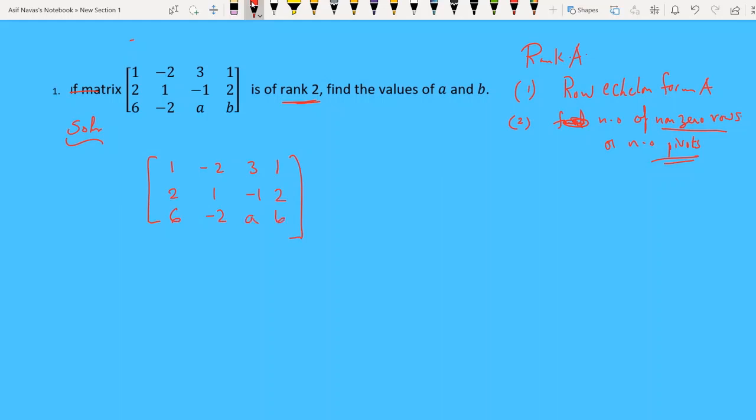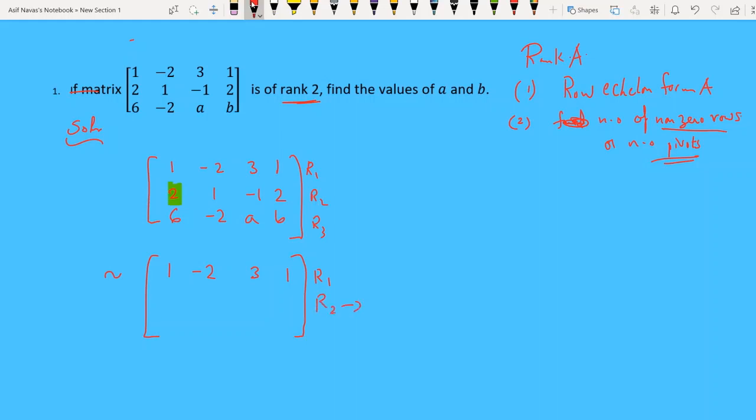Okay, so now what we have to do is find the row echelon form of this matrix. How to find the row echelon form? First, what is the procedure? You have to write the first row as itself, 1, -2, 3, 1. Now this is R1, R2, R3. Okay, R1. Now what we have to do? We have to convert this into 0. So what is the row operation? Tell me.